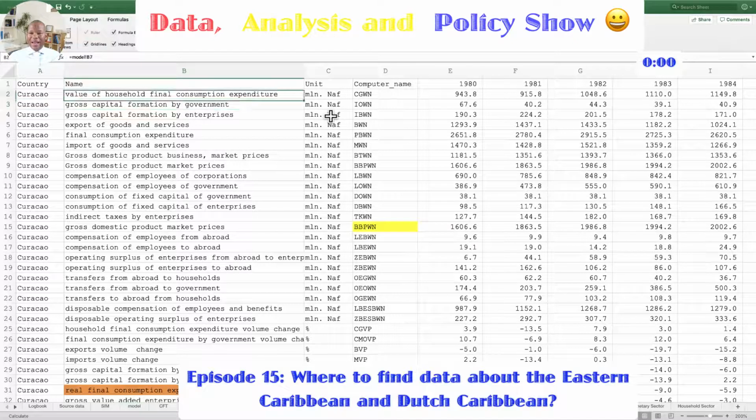So the data is exactly what it is. It gives you the indicator, the unit, the computer name, because if you want to do analysis, sometimes you cannot use this number, you can use another indicator here, and you can make beautiful graphs, or we can make beautiful graphs and analysis for you.